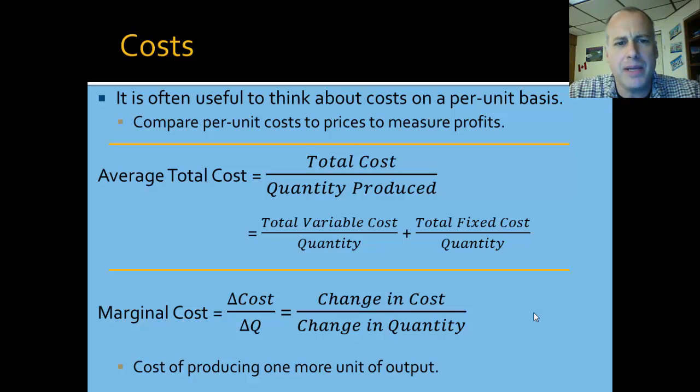So a couple of basic formulas. The first one is average total cost, which is the total cost of production divided by the quantity produced. And we can split this again into its pieces, where the average total cost is equal to the average variable cost, or total variable cost divided by quantity, plus the average fixed cost, or total fixed cost divided by quantity. The marginal cost is represented by the change in cost divided by the change in quantity. So how much does it cost us to produce one more unit? That is marginal cost.